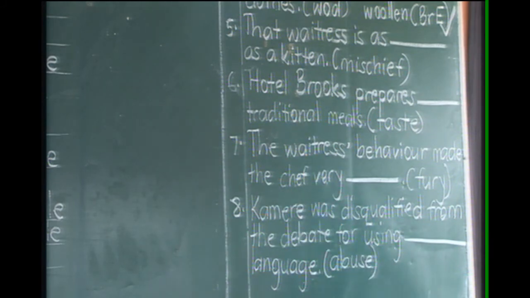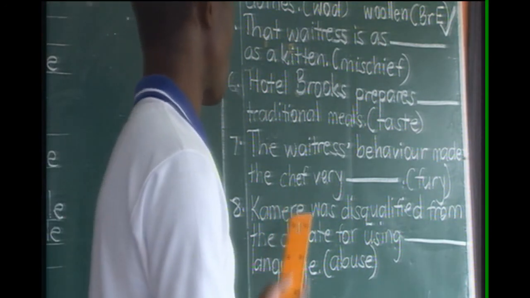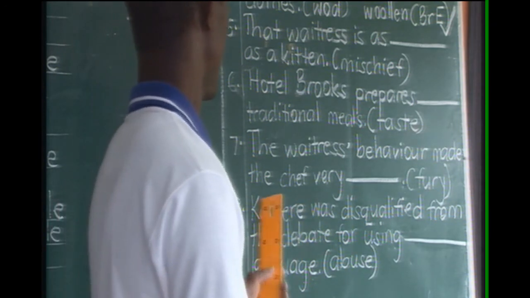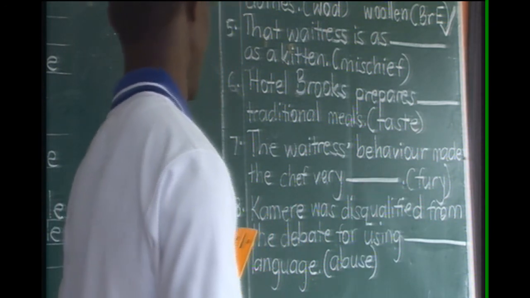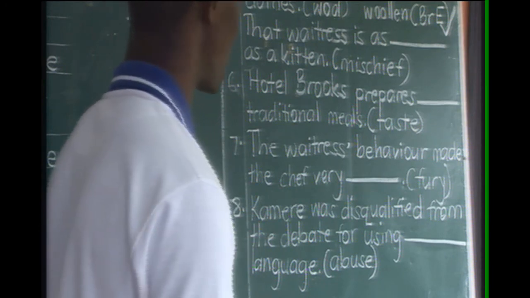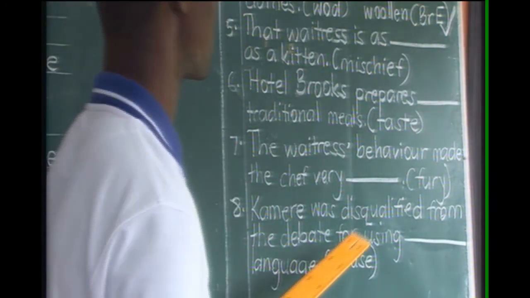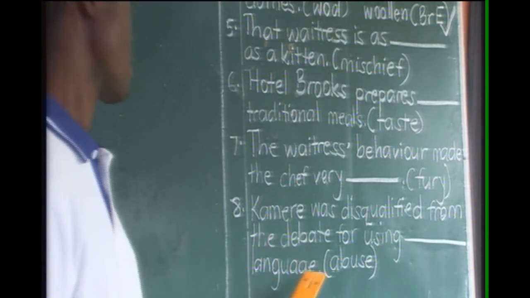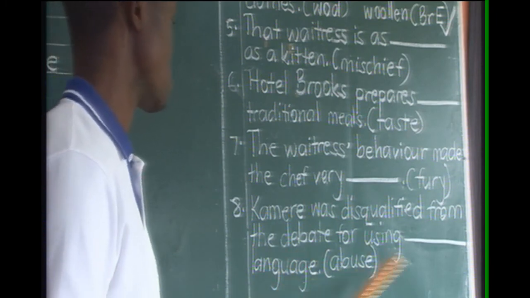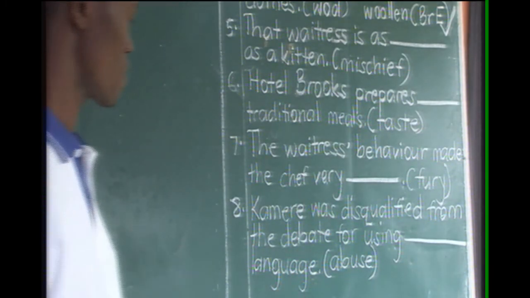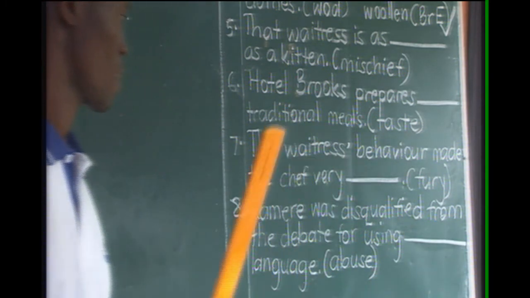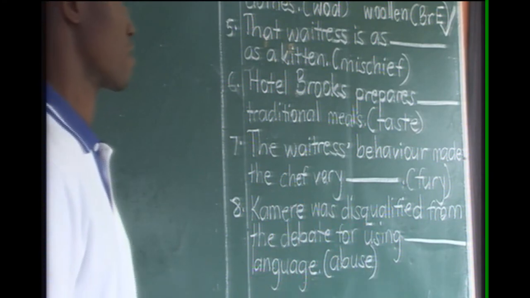The word is chef. Why? It has a French origin. Chef, a professional cook, is a chef, not that other word some people want to use. Number 8, which is our last question. Kamere was disqualified from the debate for using dash language. Think of an adjective from abuse, fill it in here, you'll discover it fits, and your answer will be perfect.